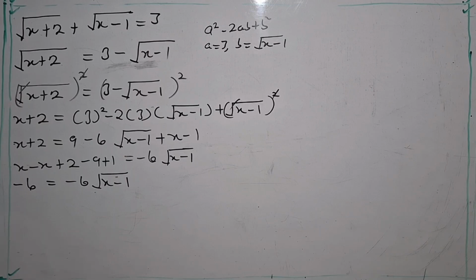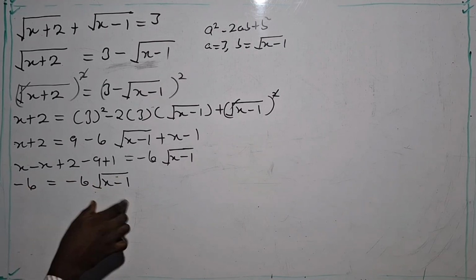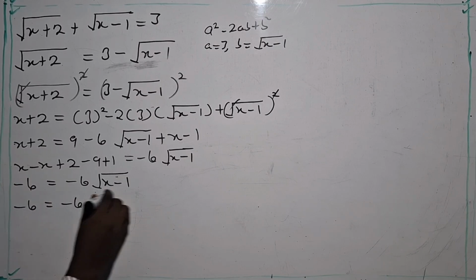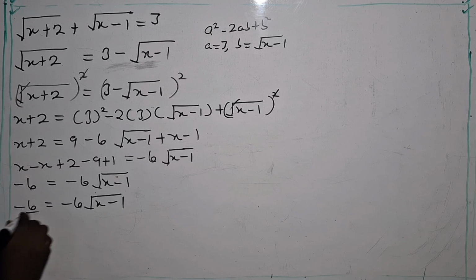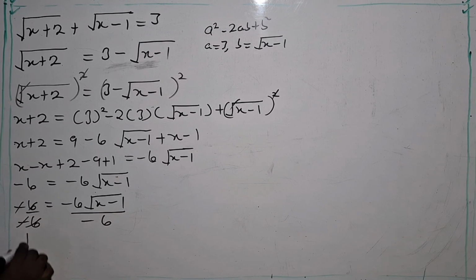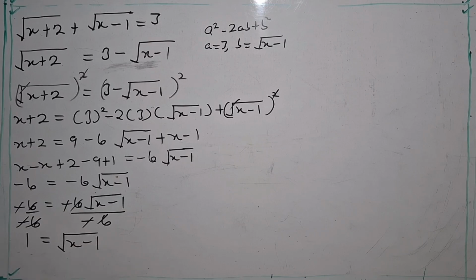Now how do we solve this to get our x? So follow closely. I want to find the x. There's negative 6 attached to the square root of x minus 1. What I'm going to do is divide both sides by negative 6. So I'll divide by negative 6 here, negative 6. So negative cancels negative, 6 cancels 6. So I have 1. Now I'm going to get the square root of x minus 1.